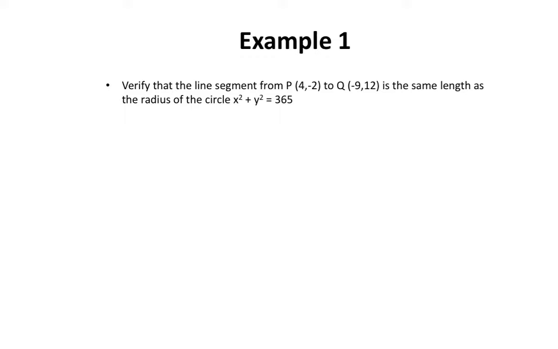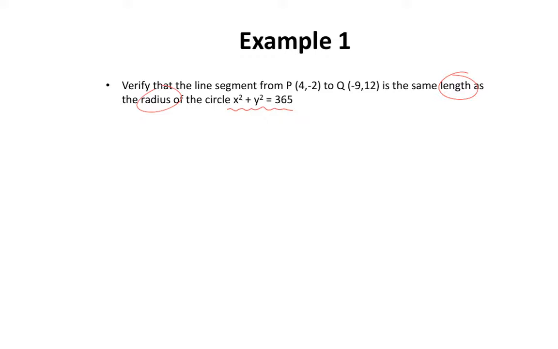In our first example, we want to verify that the line segment from P to Q is the same length as the radius of the circle x squared plus y squared equals 365. In order to figure out length between 2 points, we need the length equation. We already know that. We want to figure out the radius of the circle x squared plus y squared equals 365. The radius is somewhere within this equation, but it is not entirely obvious. So we're going to have to break this down a little bit.